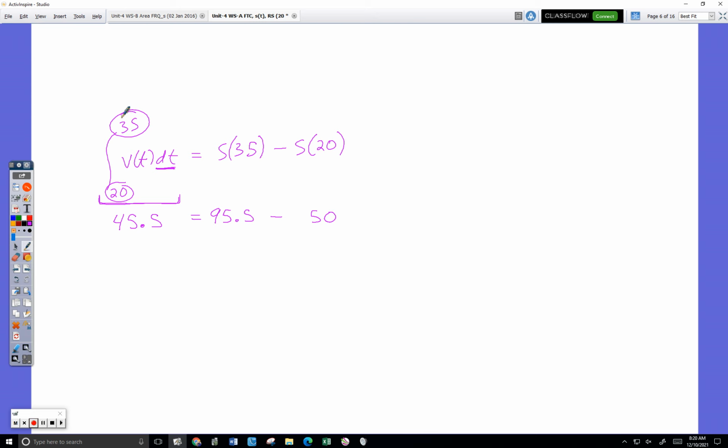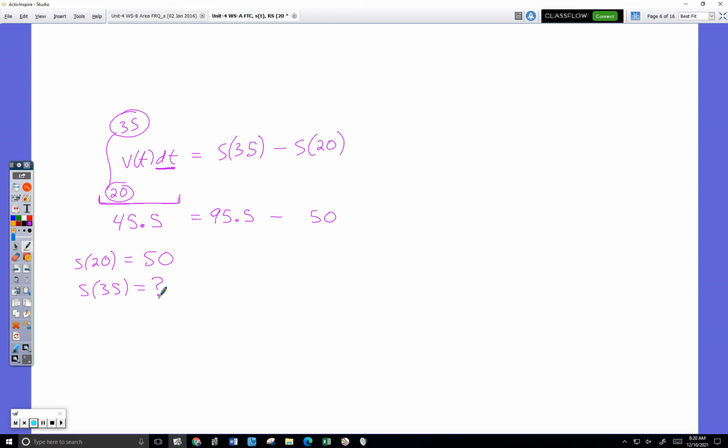Yeah, it's very common. It's actually uncommon for them to ask you to calculate just the displacement. It's much more common for them to design a problem where they say, like I did, the position at time 20 is going to be at mile marker 50 miles. And then they say, go find the position at time 35. That's a pretty typical question.